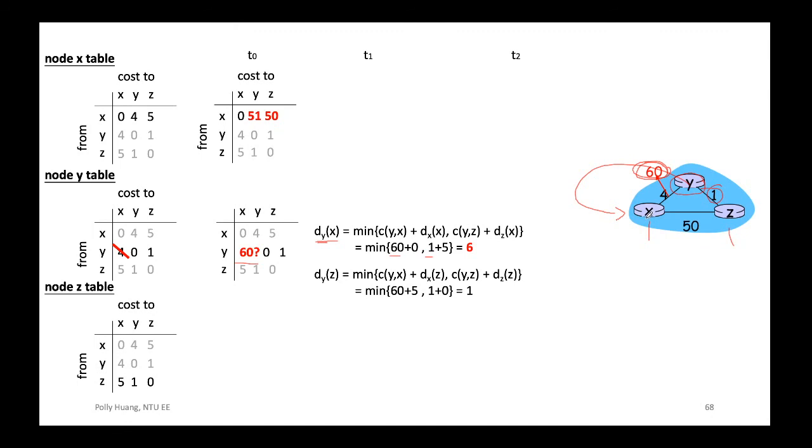Now, going through neighbor x, what is the shortest distance to x? dxx, we'll have to look up the table, which is 0. Going through neighbor z here, what is the shortest distance from z to x? That will be looking up the dz vector and going to x. So it's this guy here, 5. So we put 5 here. And Bellman-Ford equation says comparing 60 to 6, 6 wins.